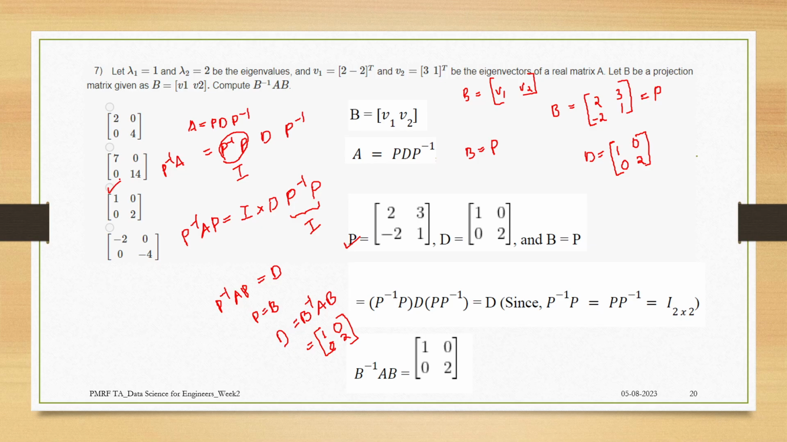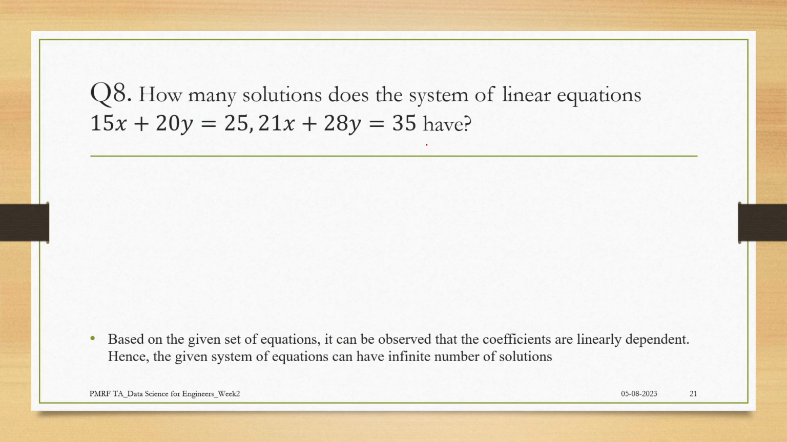So this is dependent on that equation which shows that your particular A matrix can be written in this particular form. So I think this answer is clear. Any question? Okay, we'll move on to the next one.